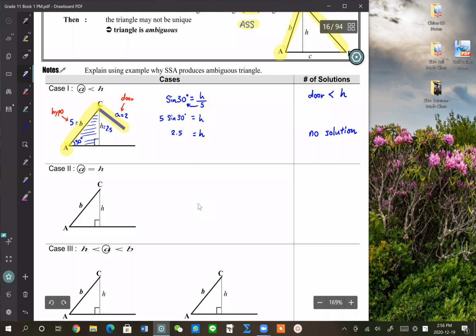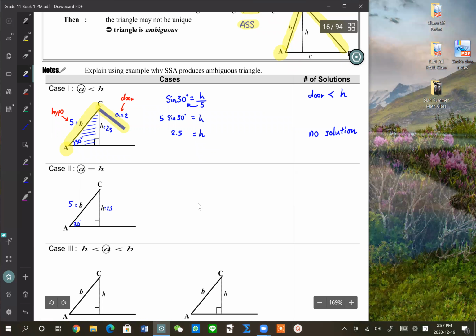Okay, we're gonna increase the door. Make the door longer and longer. So we'll keep the angle the same still. They give you 30 degree. They give you a 5. The height is still 2.5, right? Because it's the same angle, right?